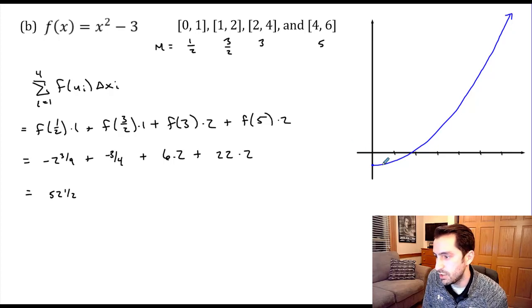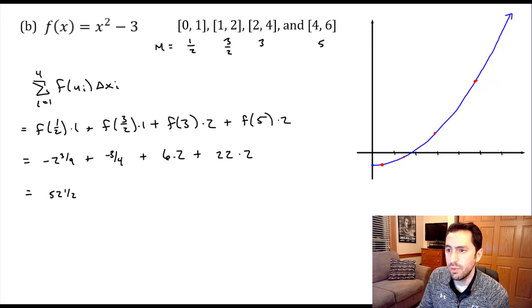So now, just taking a look at what this one would look like. So we're going to each midpoint. So we have at 1/2, at 3/2. The midpoint from 2 to 4 is going to be at 3. And then the last midpoint is at 5. And now let's draw in these rectangles. And then we can compare that to what our first one looked like.